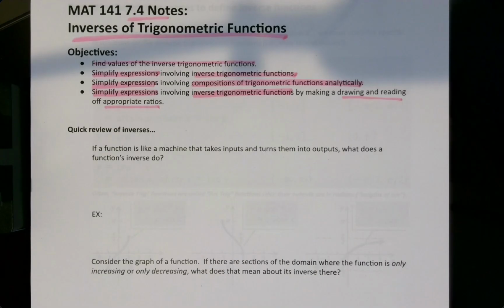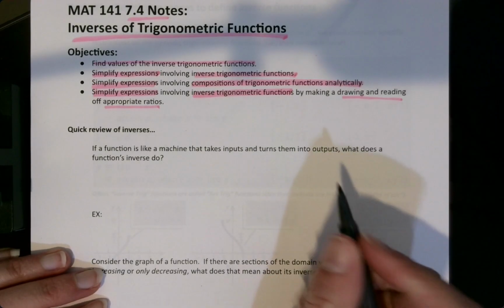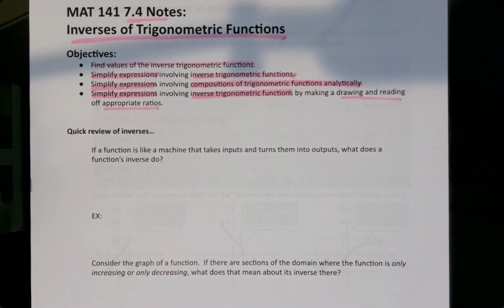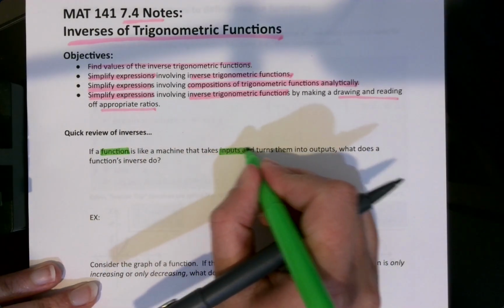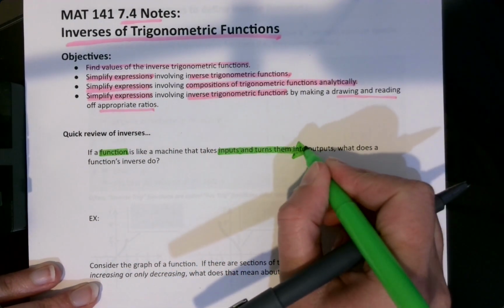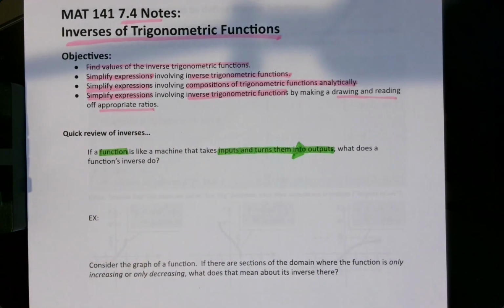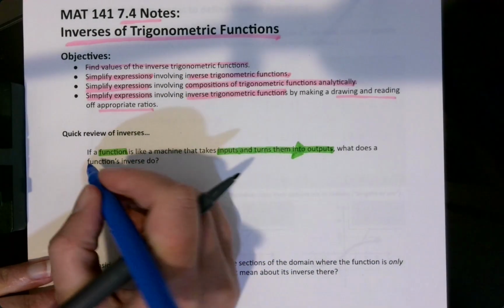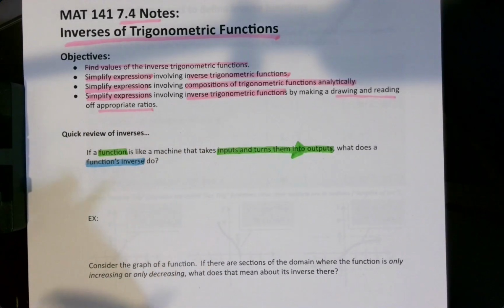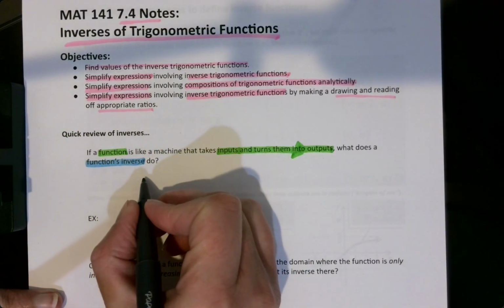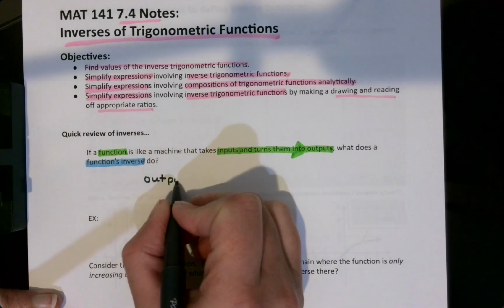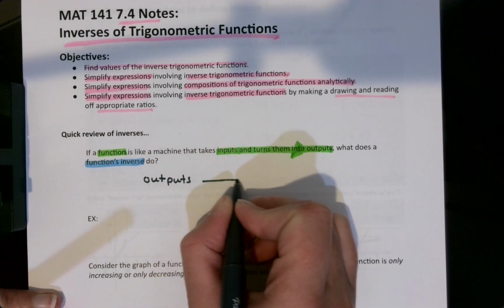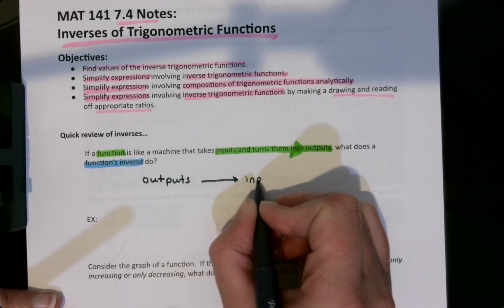And so a quick review of inverses. If a function is like a machine that takes inputs and turns them into outputs, what does the function's inverse do? Well, the function's inverse is going to do the reverse. It's going to take the outputs from the original function and turn them back into inputs.